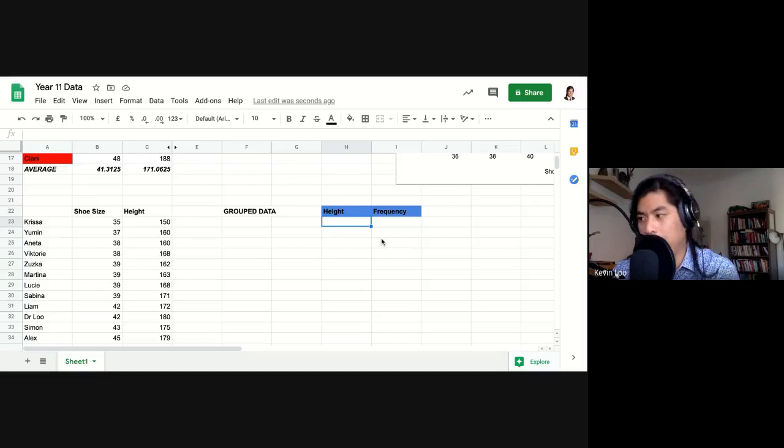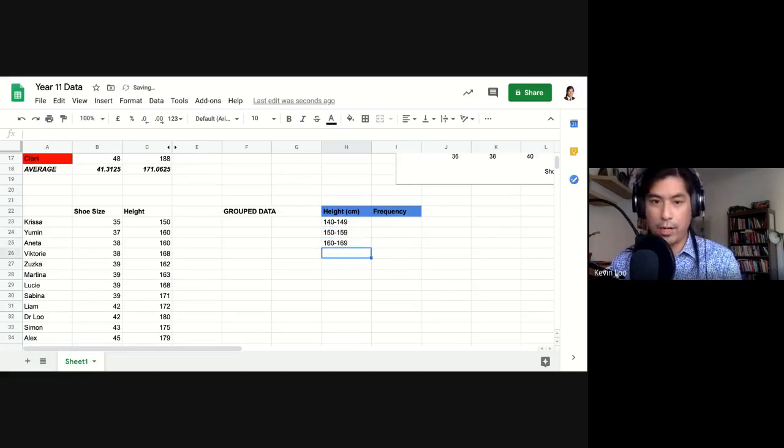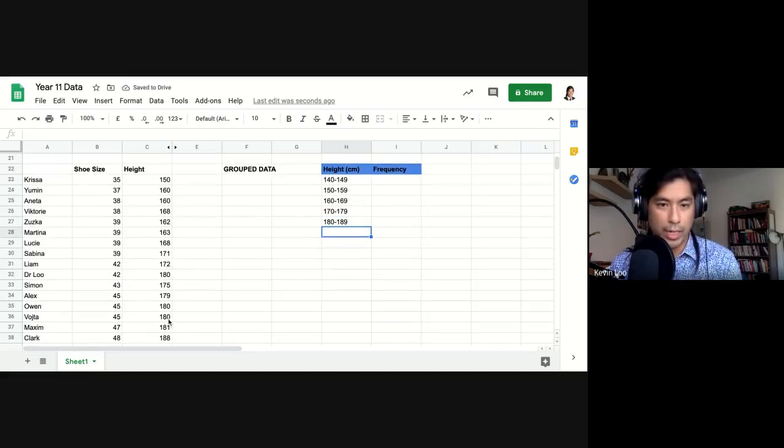Okay. What's something that makes sense? We'd usually go from the smallest. So who's the shortest person? We have Krissa, 150 centimeters. So why don't we go between 140 to 149 centimeters. That would be the first category. And then we go 150 to 159, 160 to 169, 170 to 179, and then we got 180. I don't think anyone's taller than 180, right? How tall is Clark? 188. Ooh, just within. Okay.